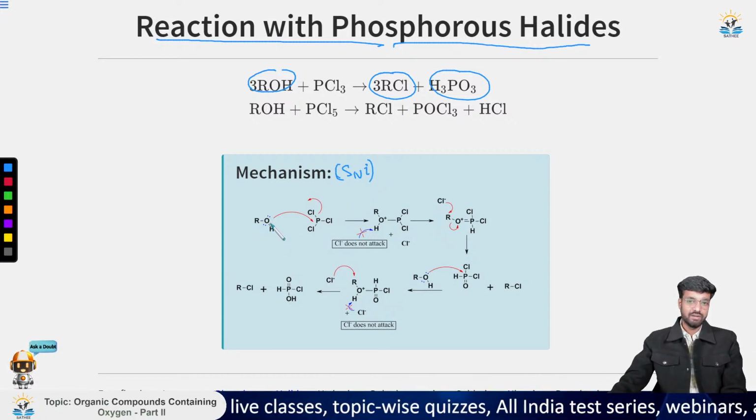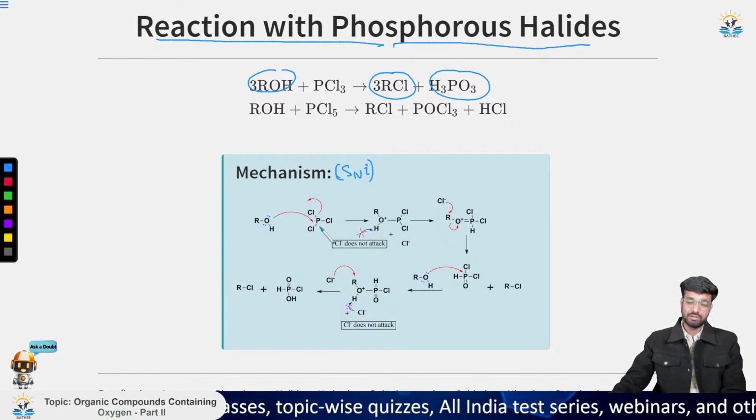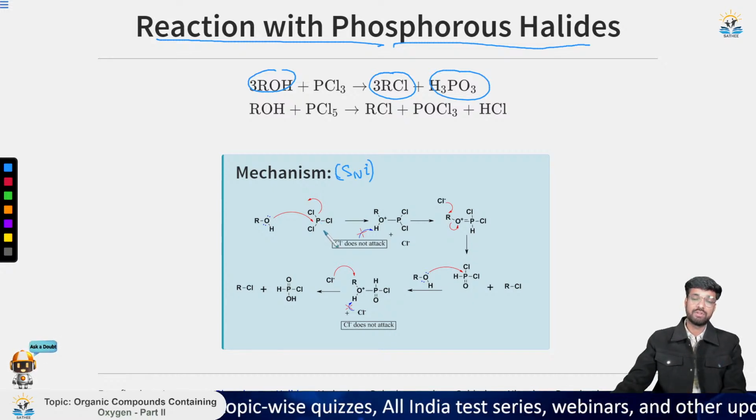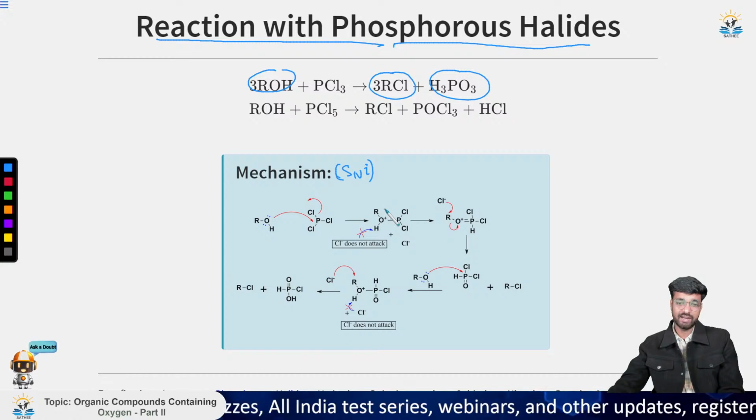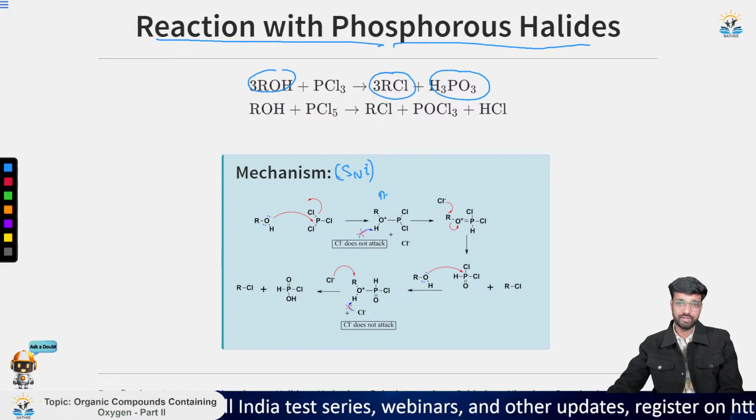What happens is that this oxygen group attacks this PCl3 and one of the Cl leaves because Cl is a good leaving group. Now, what happens? We have formed an adduct here. Okay, so the adduct is formed here.